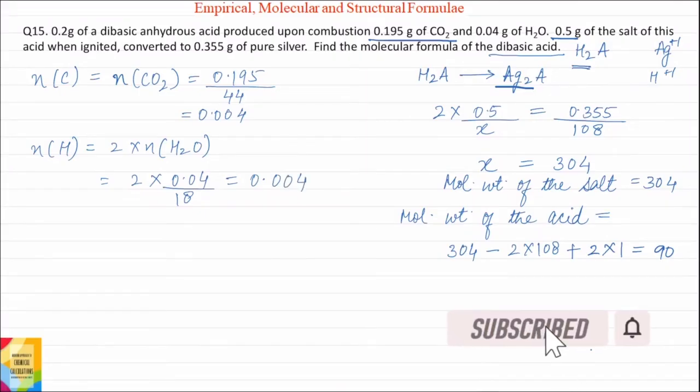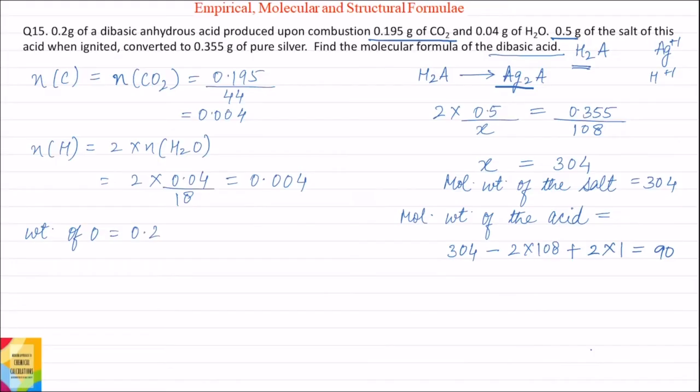0.004 moles. Now weight of oxygen will be equal to weight of the dibasic anhydrous acid, that is 0.2 gram, minus weight of carbon will be equal to moles of carbon, that is 0.004 moles, into atomic weight of carbon, that is 12, plus weight of hydrogen. Weight of hydrogen will be equal to moles of hydrogen, that is 0.004, into atomic weight of hydrogen, that is 1.